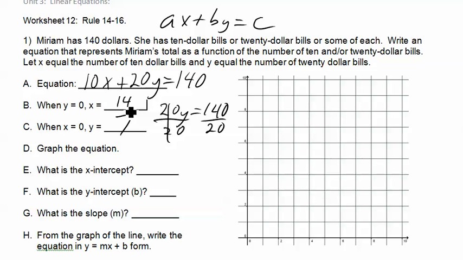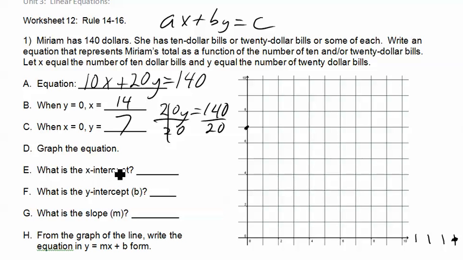Now actually, this is going to go off a little bit here. So when y is 0, x is 14. Goes off here just a little bit. So this is 11, 12, 13, 14. Okay? And when x is 0, y is 7. 6, 7.